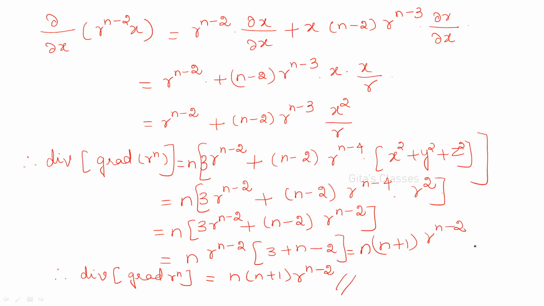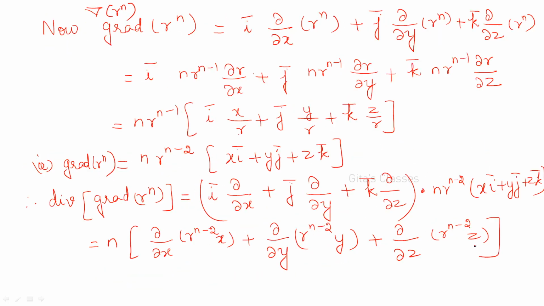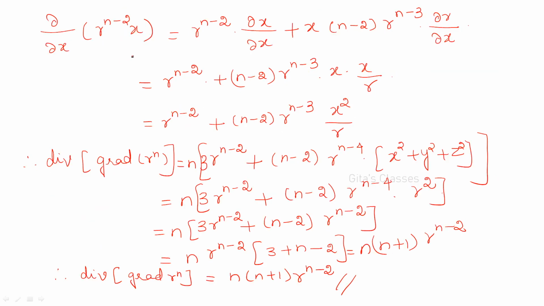Now consider the first term, ∂/∂x of r^(n-2) x. You consider only this term. When we find it for x, the same thing we can write for y and z. Okay. Similarly, we can write. Now we know that r^(n-2) is a function of x, and x is also a function of x. So you have to differentiate in UV form. Let us take r^(n-2), keep it as it is, and differentiate x, that is ∂x/∂x, which is 1, right?